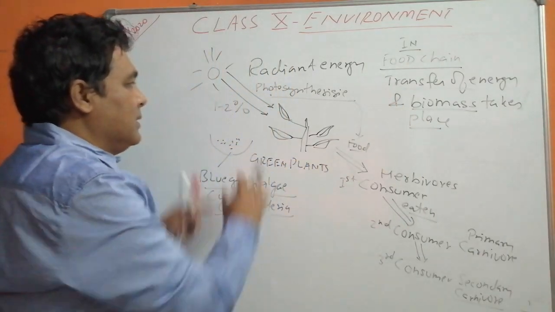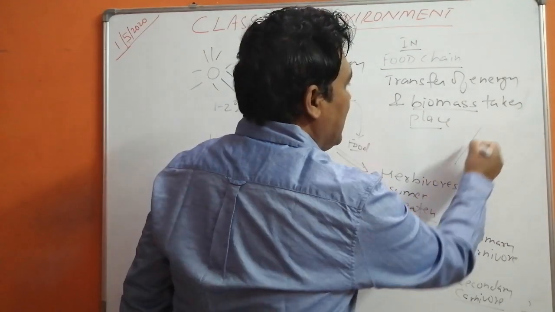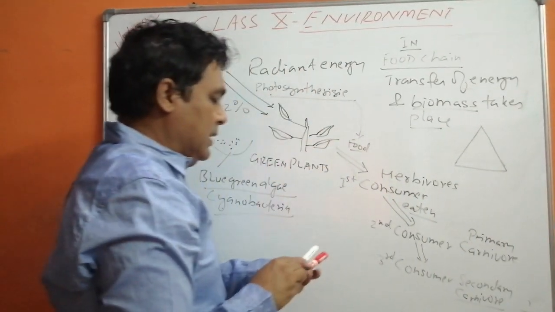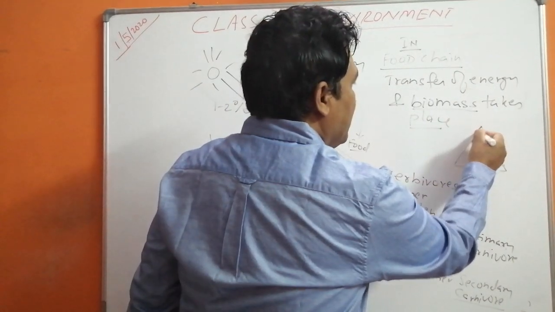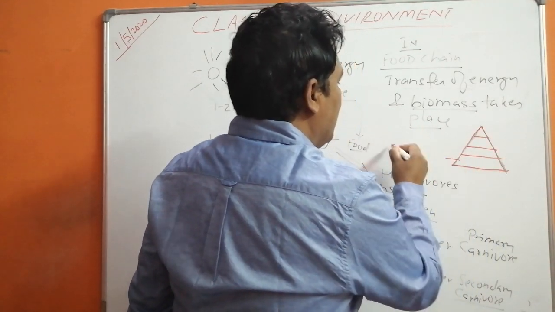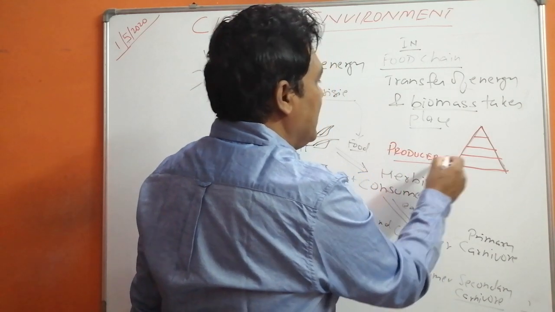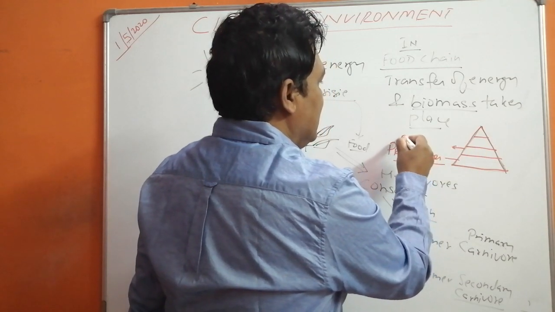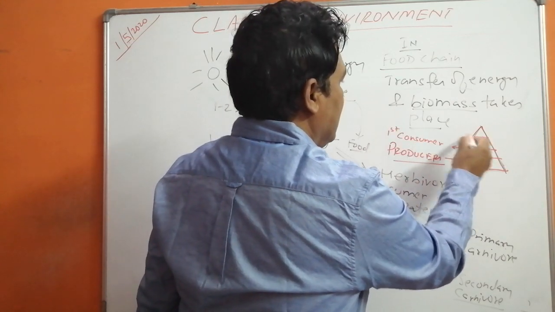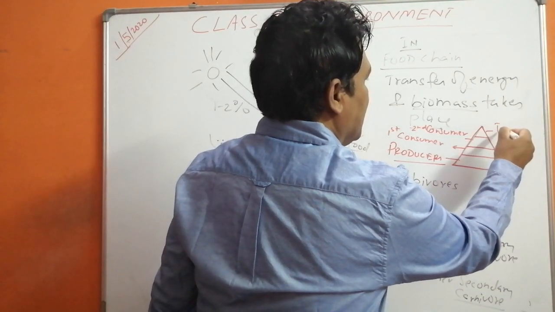Now, how does it take place? As you see here, how can we represent it? It can be represented with the help of an ecological pyramid. When we have drawn this pyramid, you see there are producers which produce the food, then the first consumer, then the second consumer, then the tertiary consumer, the third consumer.